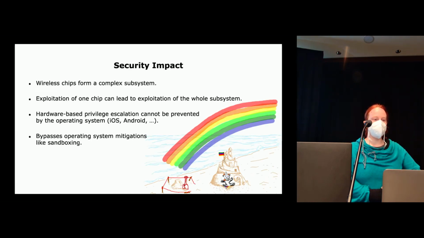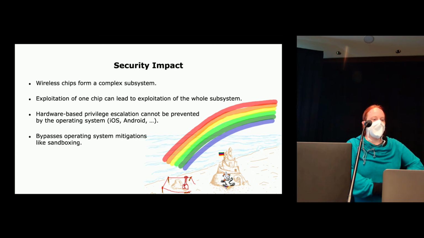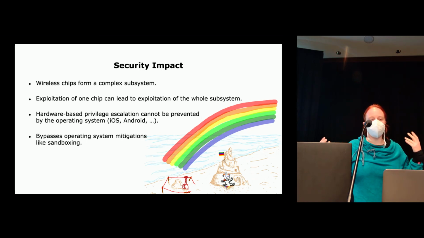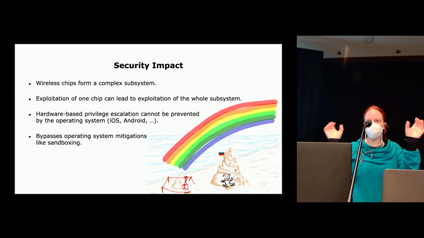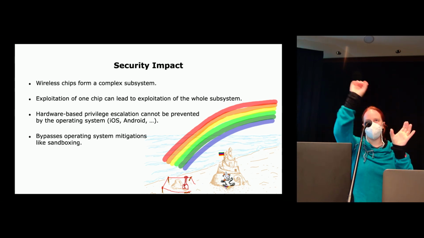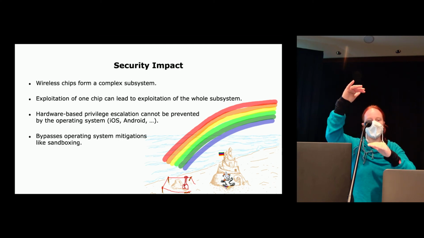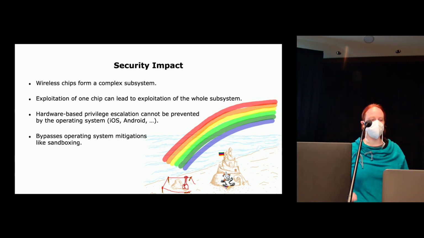So first of all, the security impact is that all wireless chips are now forming a complex subsystem. And so exploitation of one chip can now lead to exploitation of this whole subsystem if there are hardwired connections. These hardwired connections also mean that the attacks cannot be prevented by the operating system. It's a serial connection between two chips. It never passes the operating system layer, and it's hard to stop this attack.